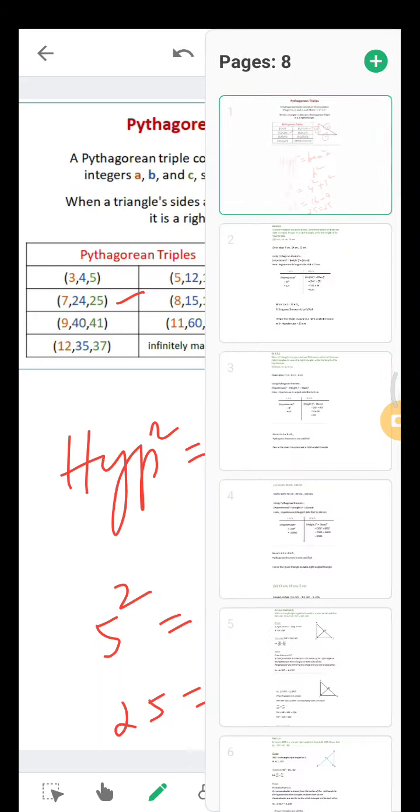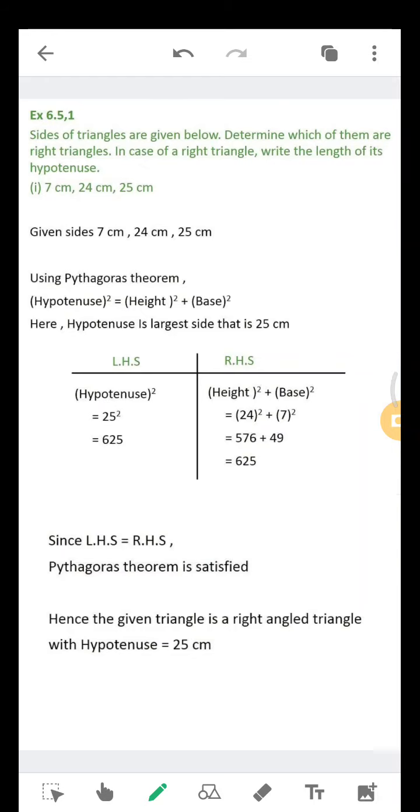If three numbers are given like this, how to check whether they can be sides of a right angle triangle or not. The sides of triangles are given below. Determine which of them are right triangles. So we have to check whether these three numbers form a Pythagorean triplet. In case of a right triangle, write the length of its hypotenuse.